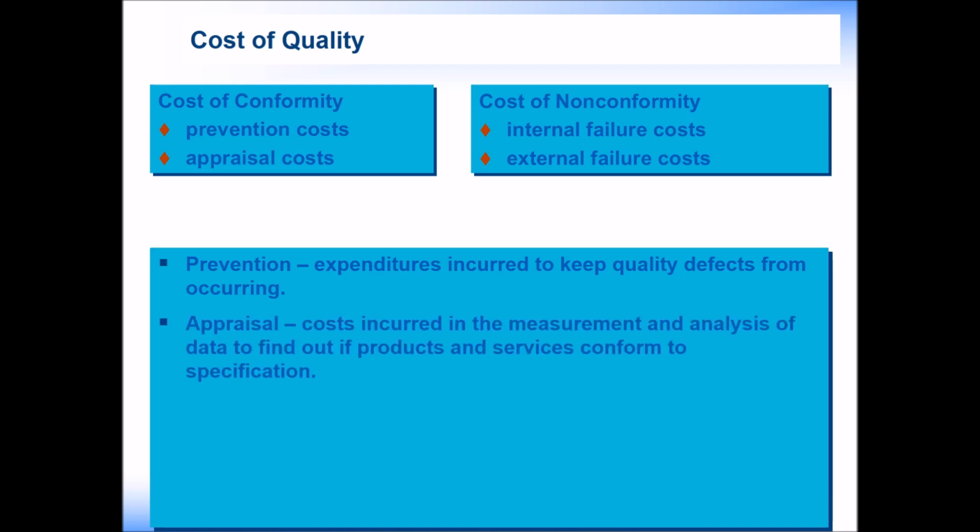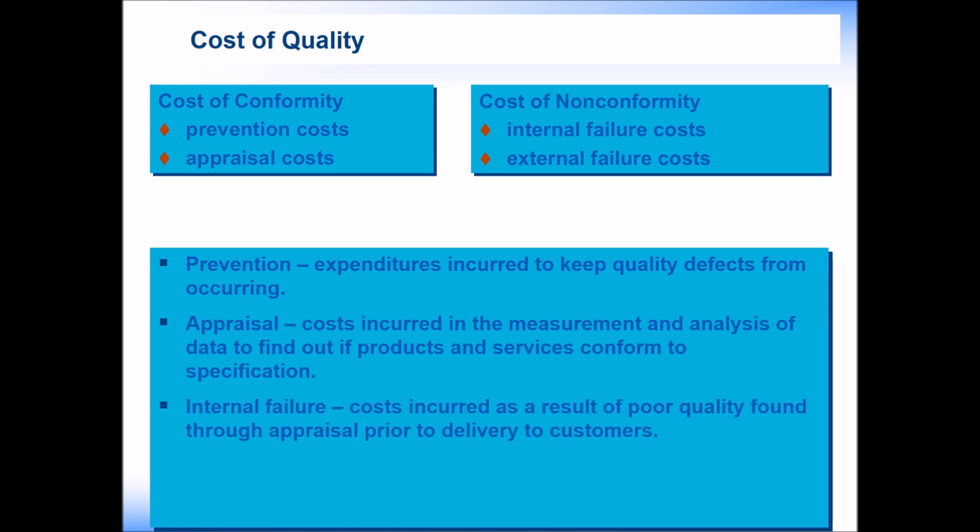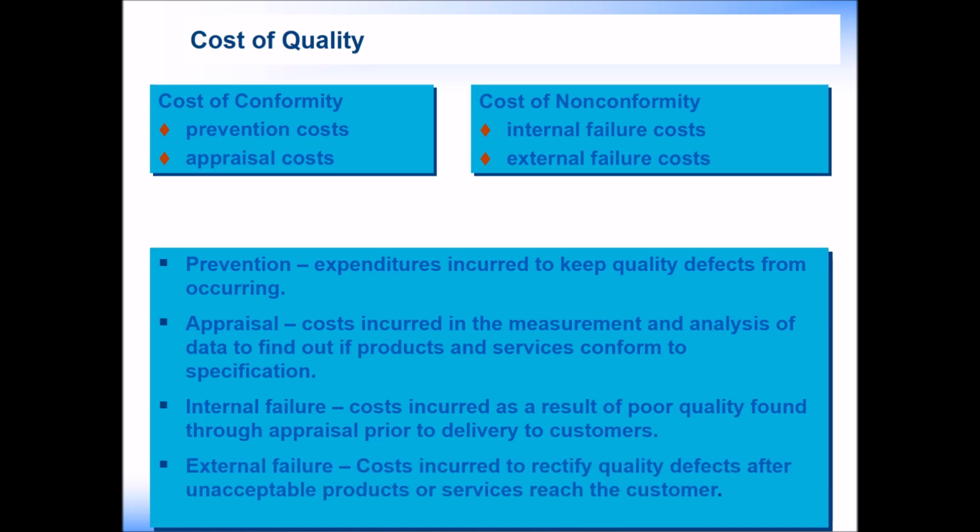And appraisal, costs incurred in the measurement and analysis of data to find out if the products and services actually conform to the specification. Inspection costs are a typical example of these. The costs of non-conformity are split into internal and external failure costs. Internal failure costs are failures that occur before the customer receives the product or service, and external failure costs occur after the customer has received the product or service.